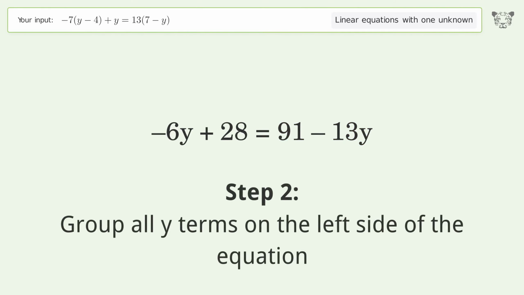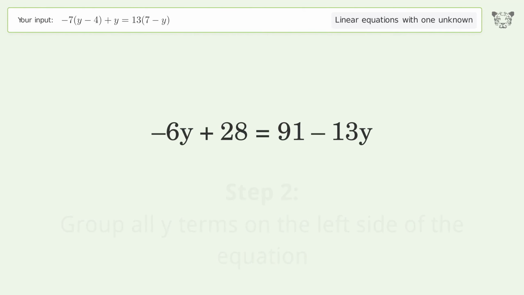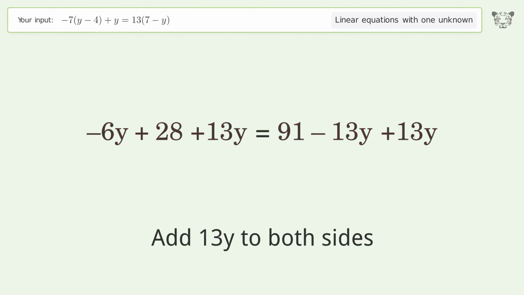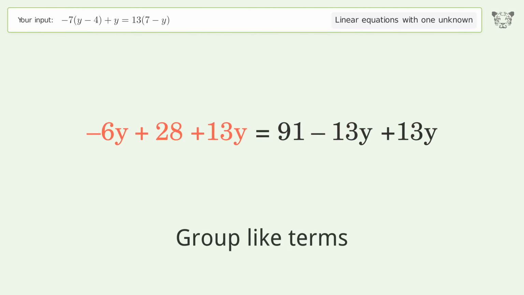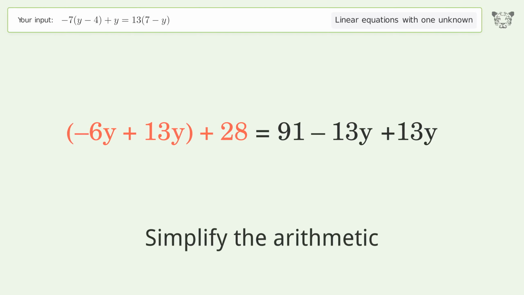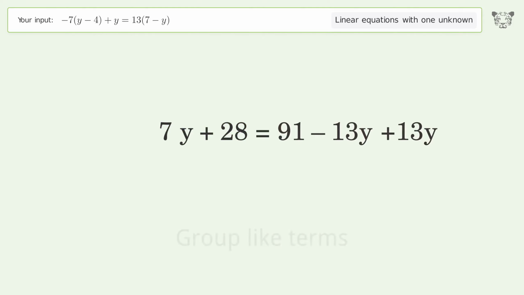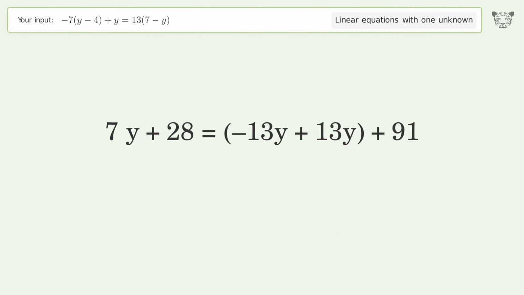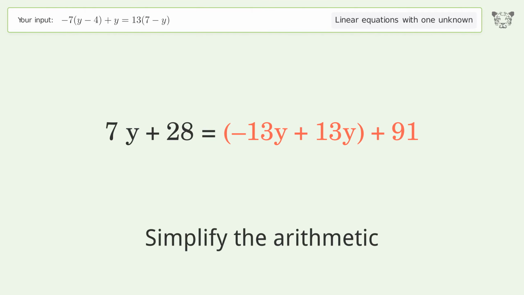Group all y terms on the left side of the equation. Add 13y to both sides. Group like terms. Simplify the arithmetic. Group like terms. Simplify the arithmetic.